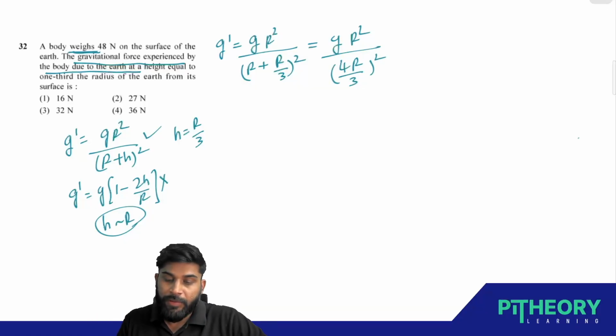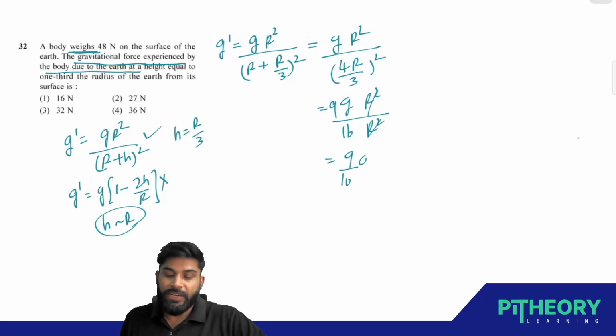Correct? So here what will happen? G into r square divided by 4 square, which is nothing but 16, and 3 square is nothing but 9. So 9 will come onto the numerator here. We have r square cancelling. So you have 9 by 16 g. That is what g dash you'll be getting.